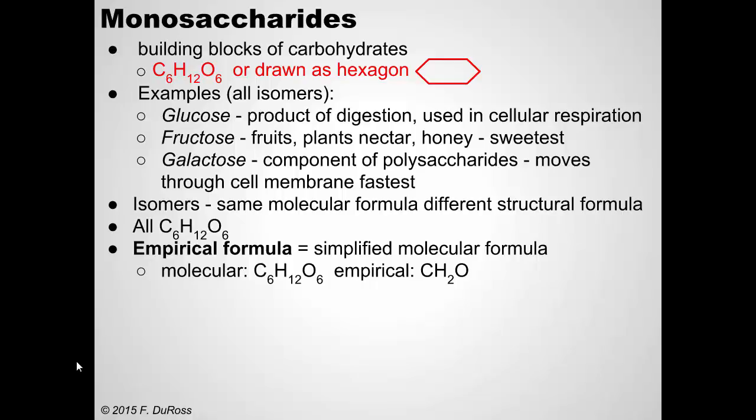And so what do we call, if they have the same molecular formula but they're actually not the same compound, what's the word for that? Yeah, they're isomers. So the three types of monosaccharides are all isomers. Okay? But they're all C6H12O6, but you could arrange those elements in a whole host of different configurations, and so they're each isomers.